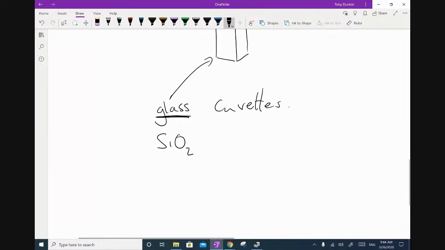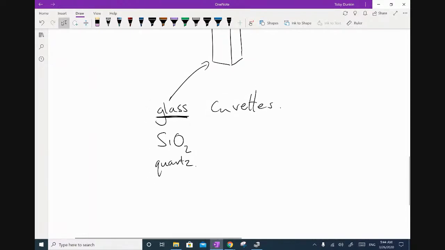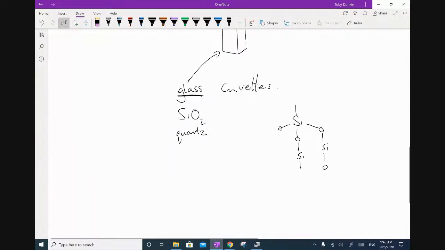It's pure quartz. Now, the reason for that is because it's a giant covalent structure. We know this. Silicon dioxide is a giant covalent structure, very similar to diamond. These are the oxygens, and then you have another Si, another oxygen there. I think I might have put those in the wrong place, not that it makes any difference, to be fair.